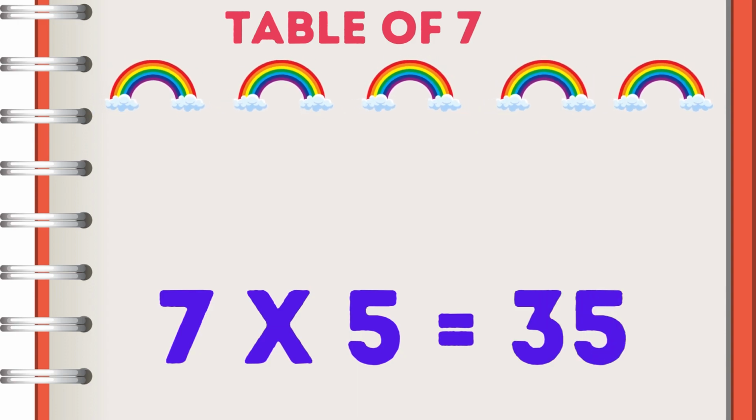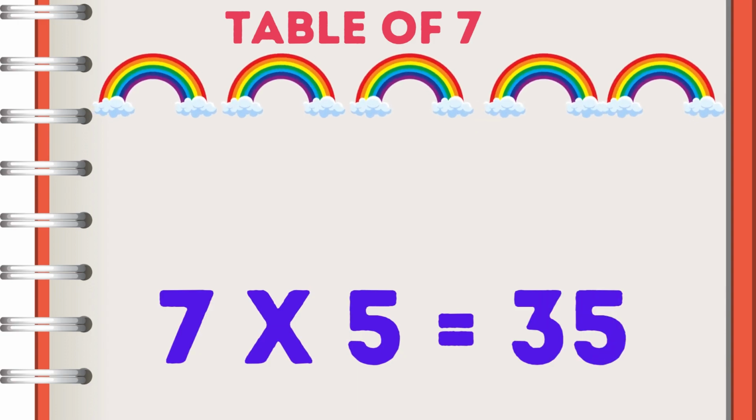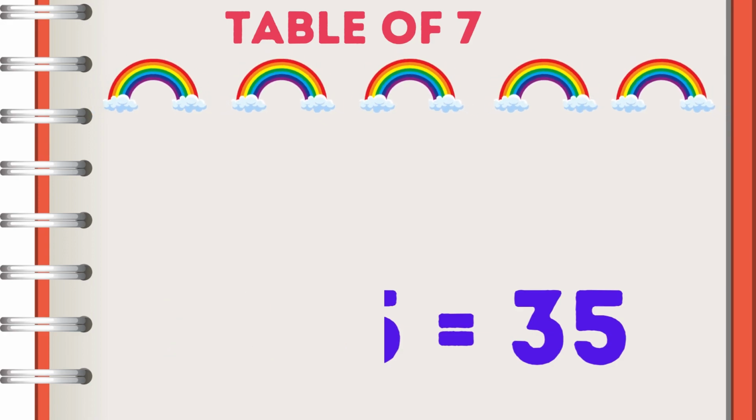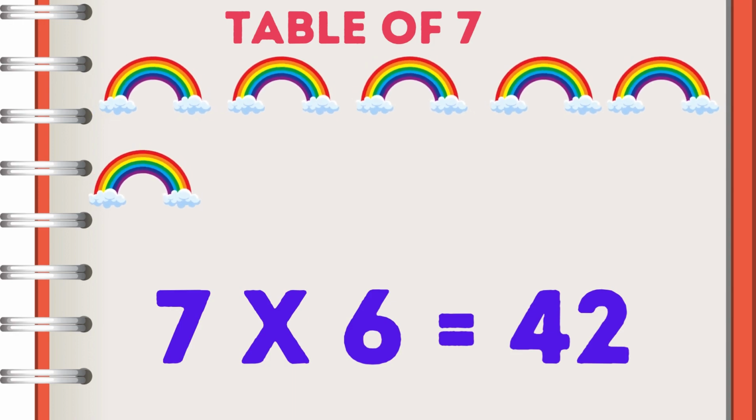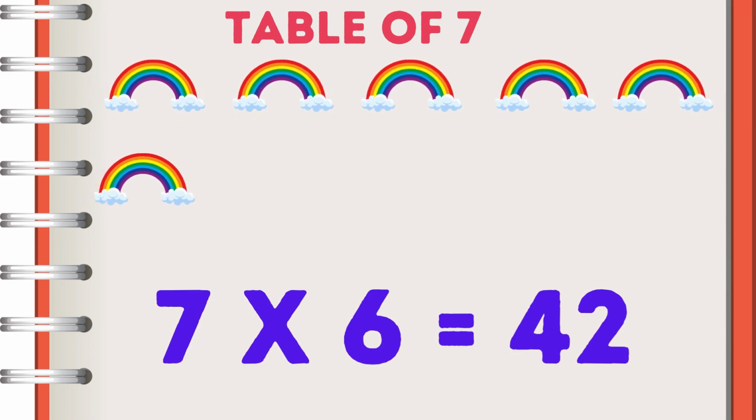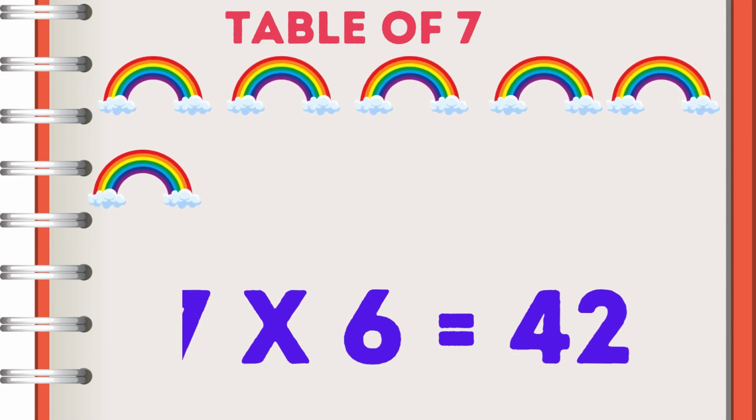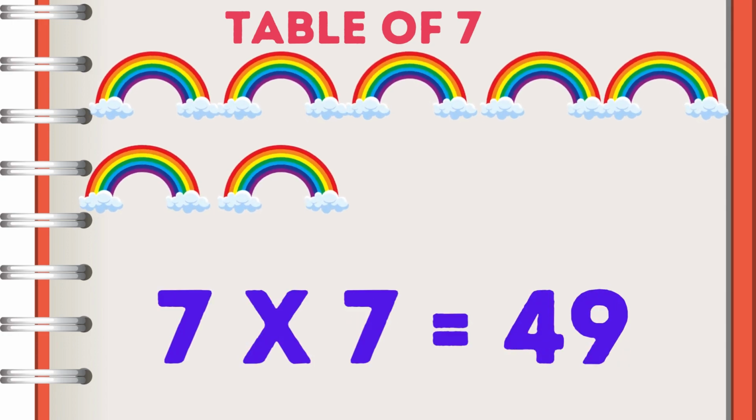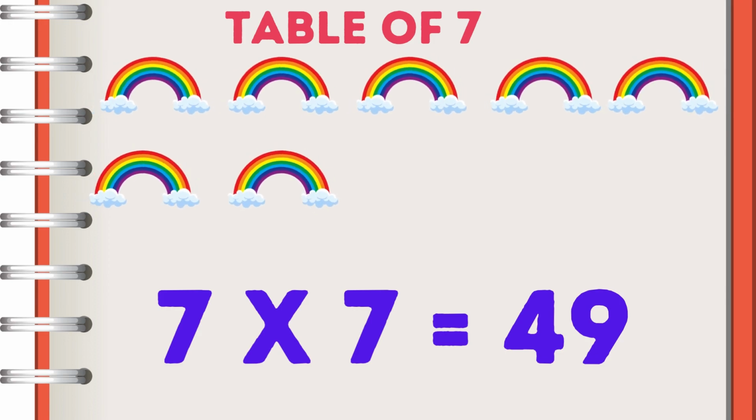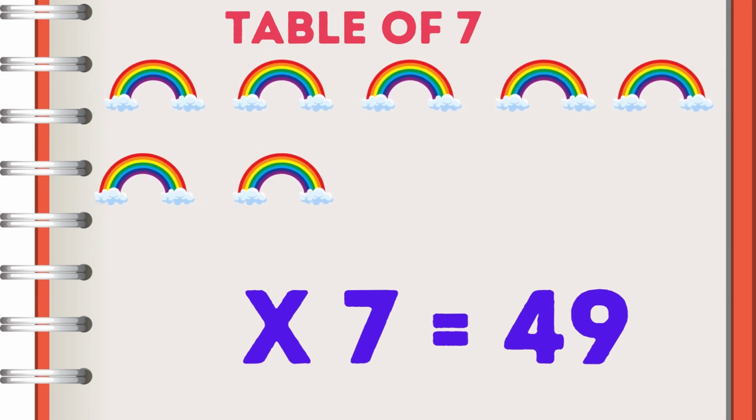7, 14, 21, 28, 35. 7 times 5 is 35. 7, 14, 21, 28, 35, 42. 7 times 6 is 42. 7, 14, 21, 28, 35, 42, 49. 7 times 7 is 49.